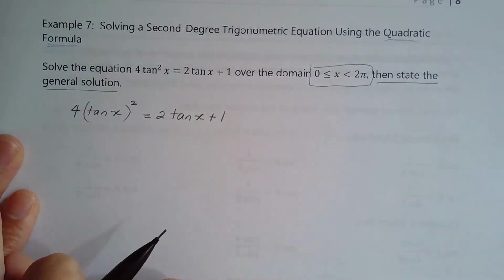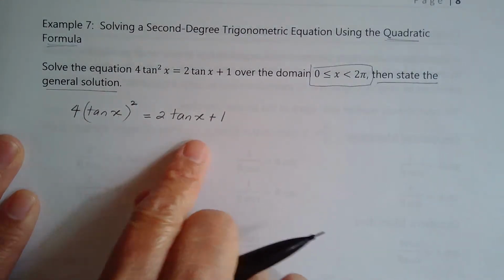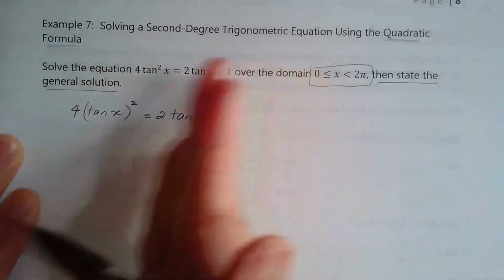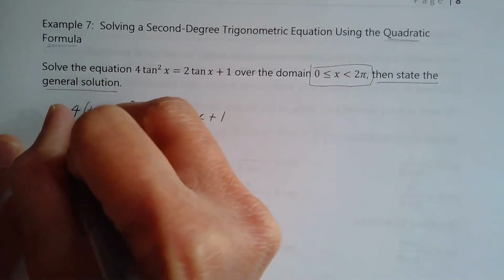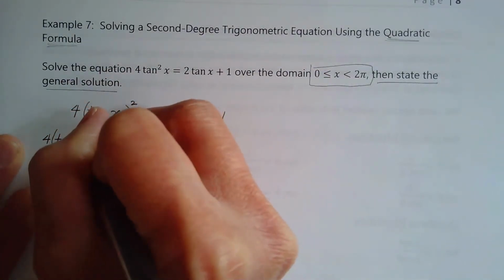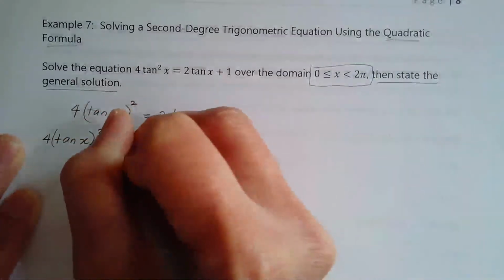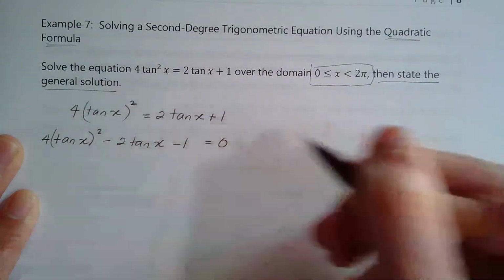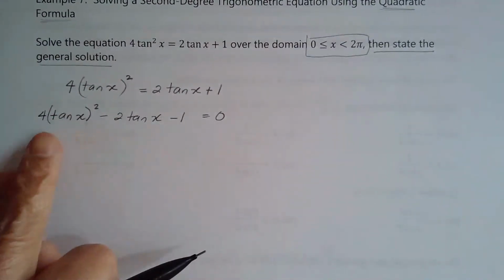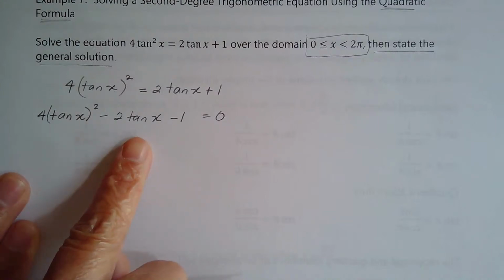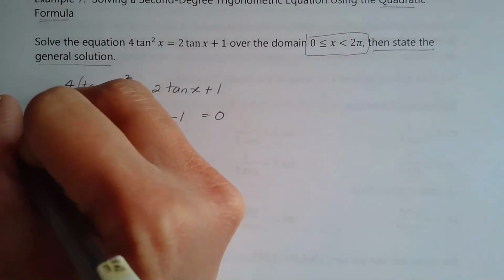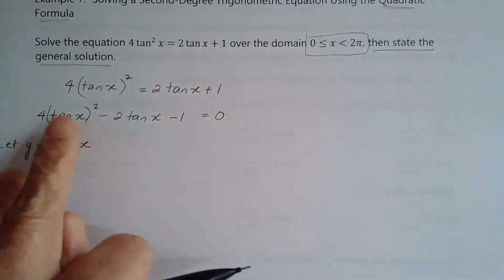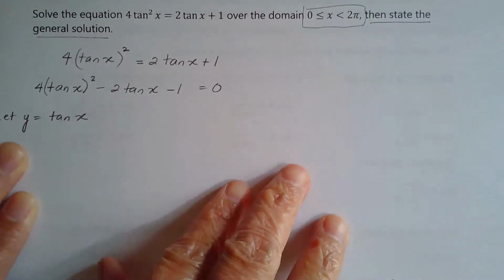Just like what we did previously, because this is a quadratic equation, we're going to bring everything on one side of the equation. That becomes 4 brackets tan of x squared minus 2 tan of x minus 1 equals 0. If you want, we can let y equal tan of x. That will make our equation a little bit simpler.